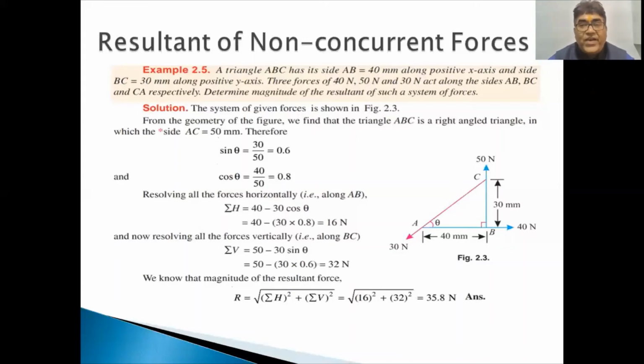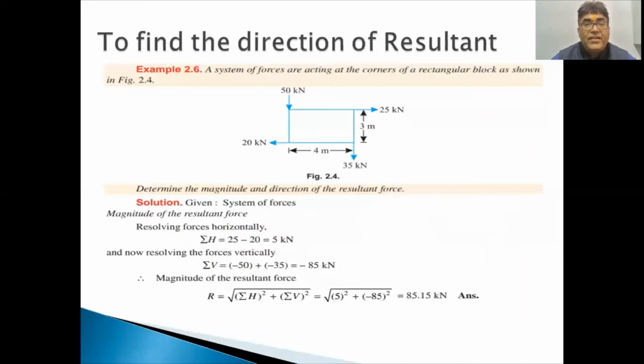Now we can easily find the resultant of the forces, that is R is equal to the square root of the summation of H squared, that is F1 squared plus F2 squared, and the angle between both the forces is 90 degrees. Therefore cos 90 will be equal to 0. Therefore the resultant is equal to the square root of 16 squared plus 32 squared, which is 35.8 Newton. This is the final value of the resultant.